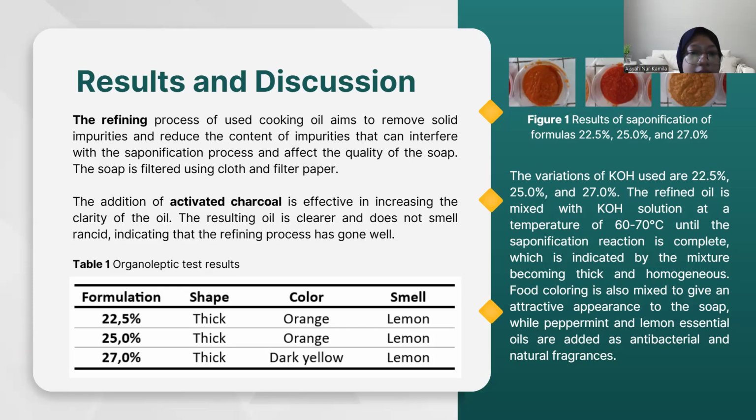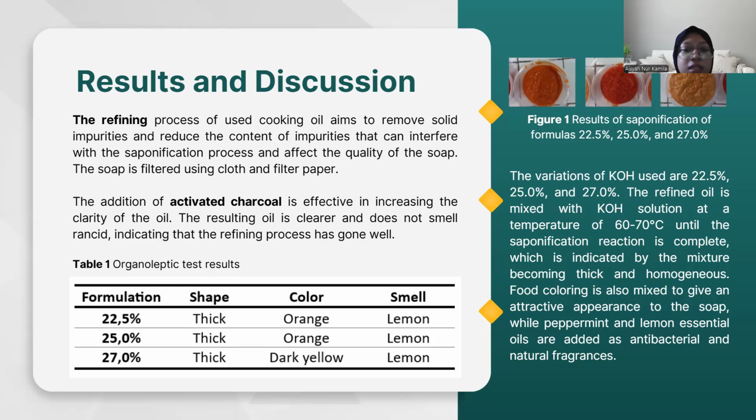And this is the organoleptic test, to evaluate the sensory quality of the products, such as appearance, color, aroma, and texture. The results of this test show that the three variants of potassium hydroxide products have a similar consistency, but there are differences in color and viscosity.